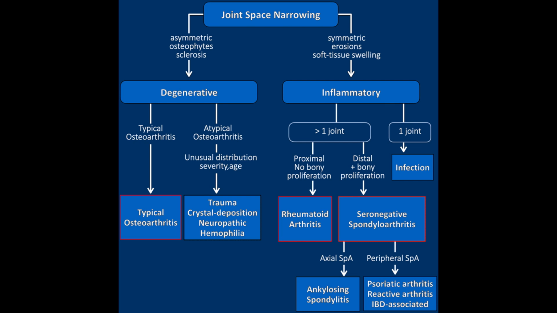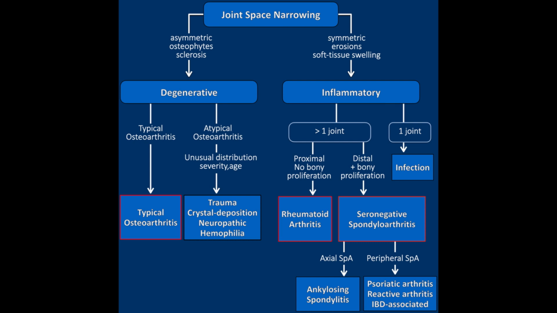Step 3. Inflammatory pathway. Now let's move to the inflammatory side. Here, the key question is, how many joints are involved? If just one joint is affected, think infection. If more than one joint is affected, we look at the pattern.